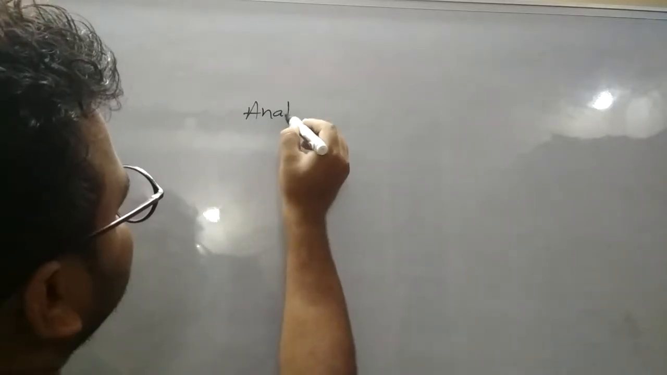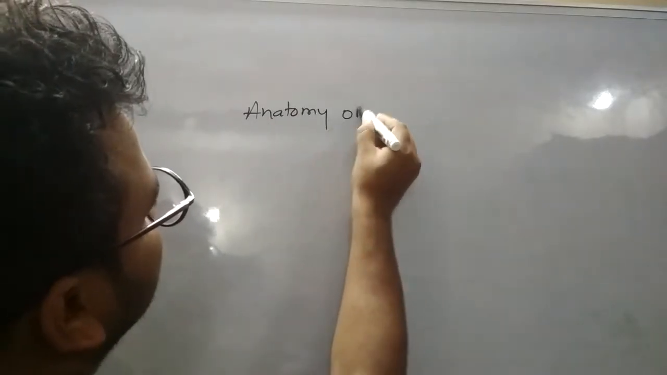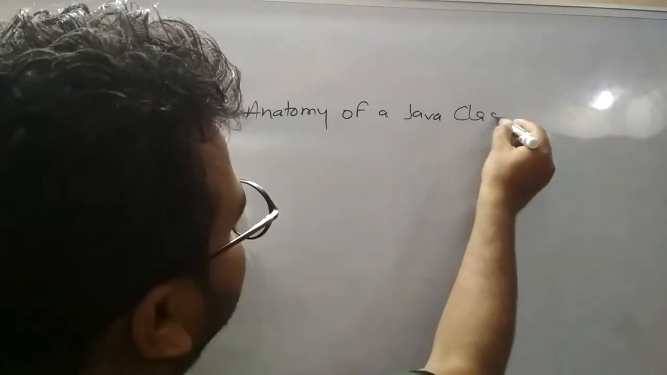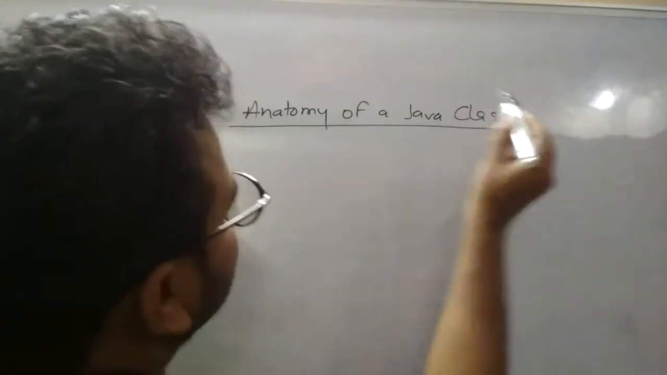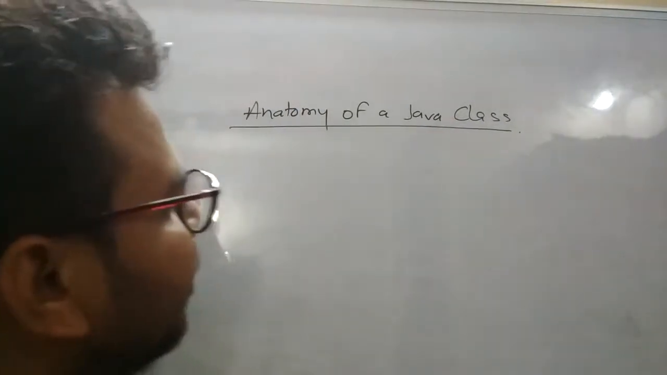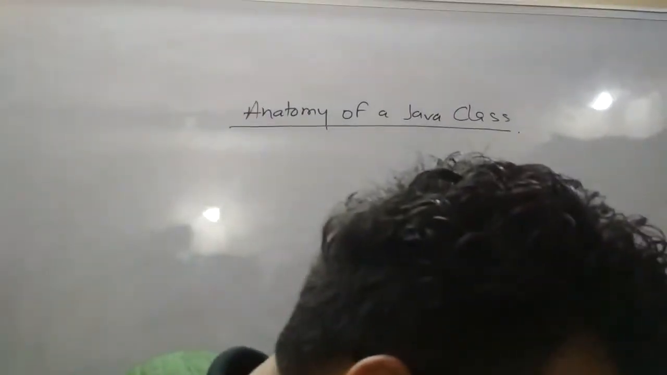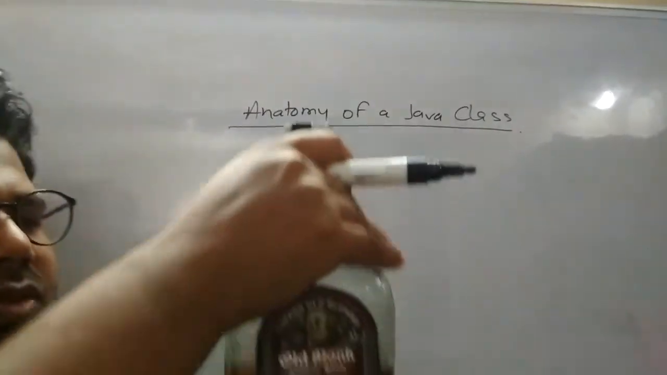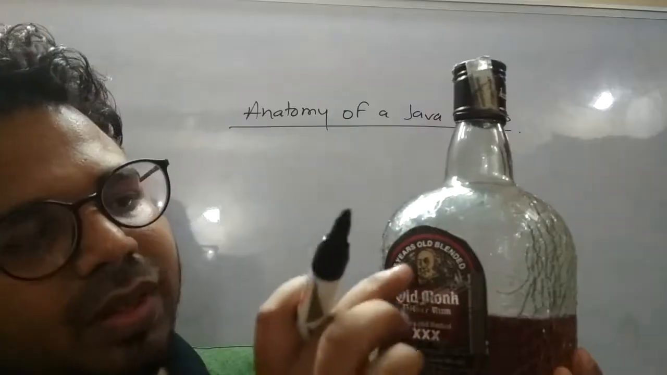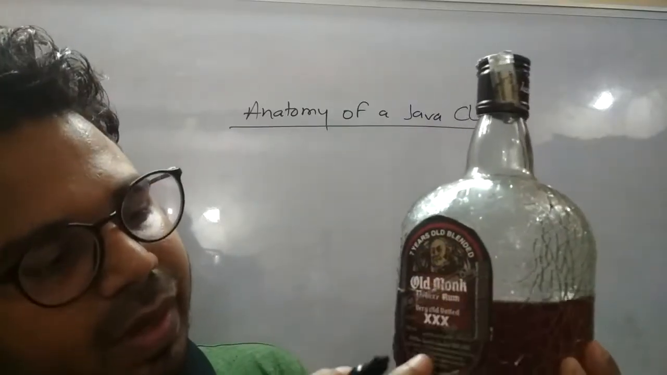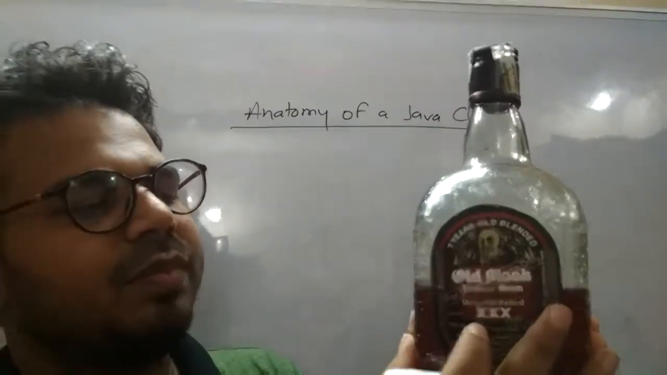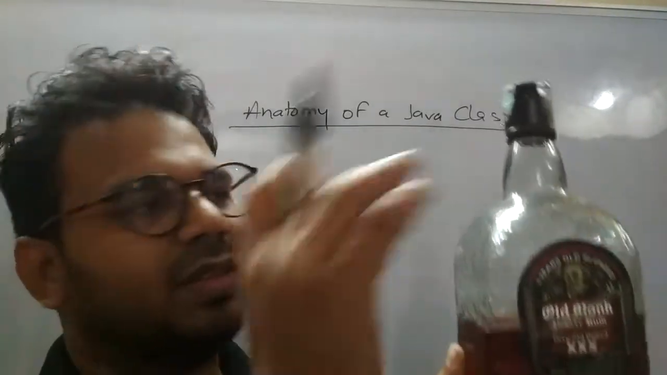Anatomy of a Java class. Anatomy means structure, that is, the structure of a Java class. Now let us think about this object again. Here we have our object, Old Monk, 7 years blended, 750 ml, and some alcohol content in it.